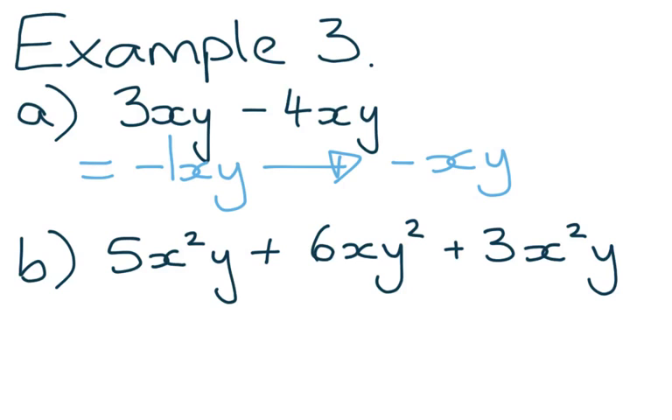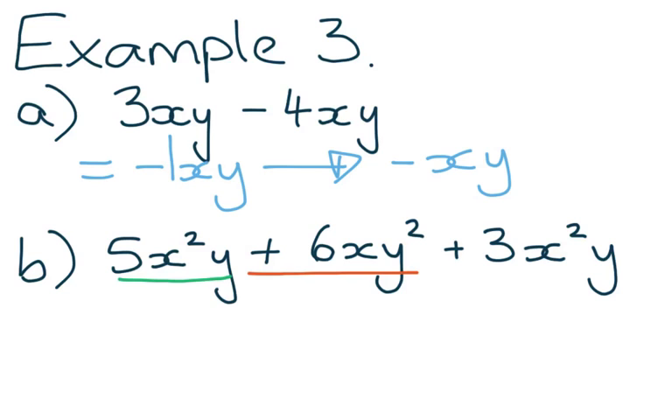The next one, 5x squared y plus 6xy squared plus 3x squared y. So the first thing is identifying the like terms. So remember, same letters. All three of those terms have the same letters. They all have an x and a y. So that part's ticked off. The second part of like terms is raised to the same power. So the first one, it's the x that's raised to the power of 2. But in the second term, it's the y that's raised to the power of 2. So those first two terms are different. So what I'm going to do is I'm actually going to underline those with two different colours.